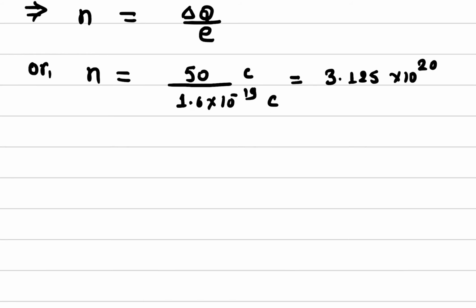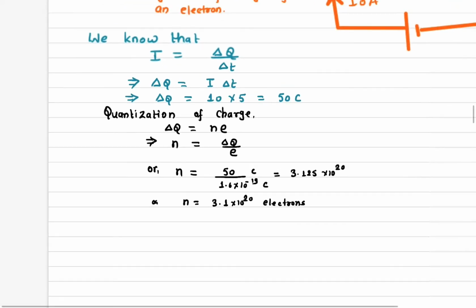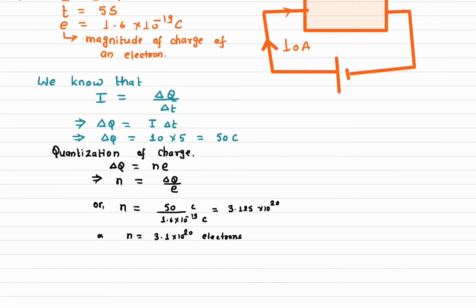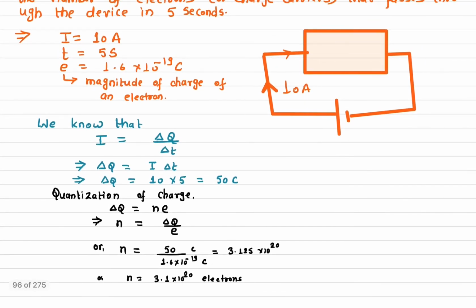I just mentioned that it cannot be a fraction. So the answer I can write down, I mean this is a correct answer, is 3.125 times 10 to the 20. If I have to write it to one decimal place, I'll simply write 3.1 times 10 to the 20 electrons. So this many electrons pass through this device in 5 seconds.